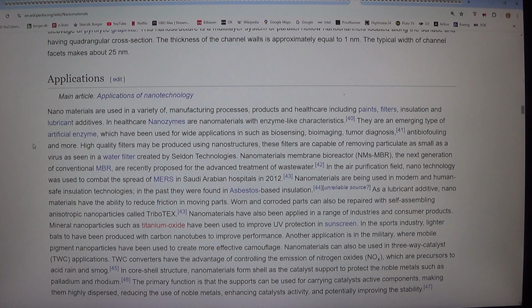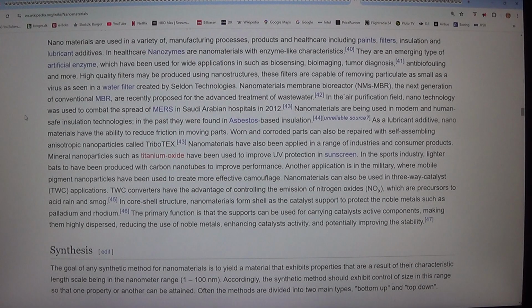High-quality filters may be produced using nanostructures. These filters are capable of removing particulate as small as a virus, as seen in a water filter created by Seldon Technologies. Nanomaterials membrane bioreactor, NMs-MBR, the next generation of conventional MBR, are recently proposed for the advanced treatment of wastewater. In the air purification field, nanotechnology was used to combat the spread of MERS in Saudi Arabian hospitals in 2012.